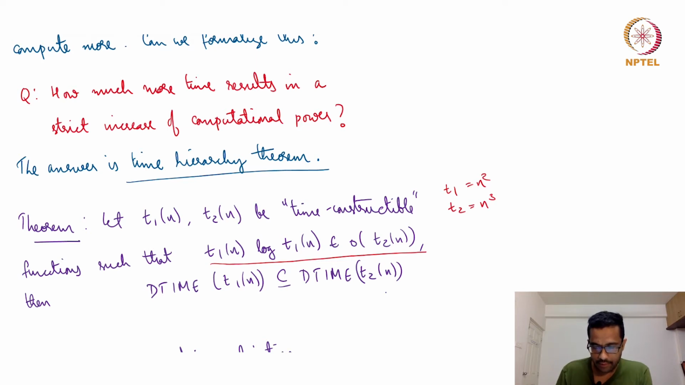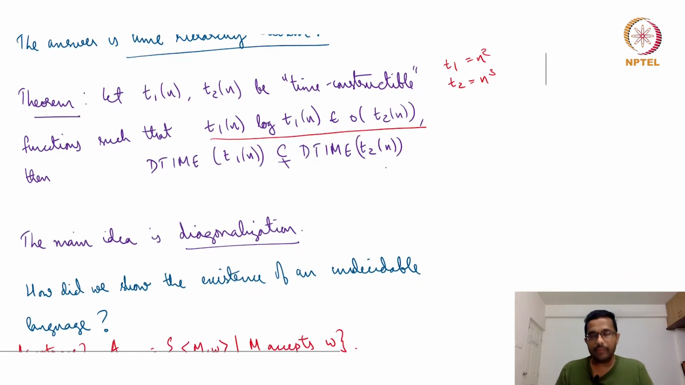In that case, DTIME of T1(n) is contained in DTIME of T2(n). This is not very difficult to see, because one is contained inside the other just because T2 is bigger than T1. What the time hierarchy theorem says is that it is strictly contained inside the other. Meaning there are languages in DTIME T2(n) which are not in DTIME T1(n). Meaning there are languages that require time T2 to compute, but cannot be decided in time T1. The main idea for this proof is diagonalization.